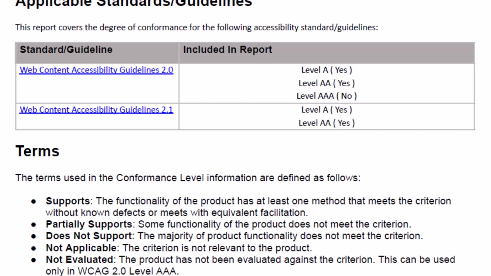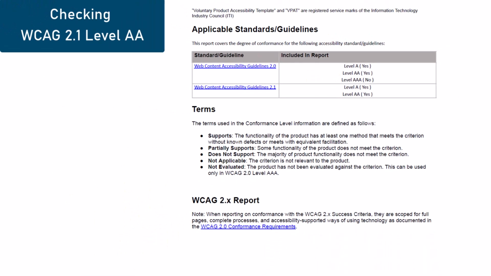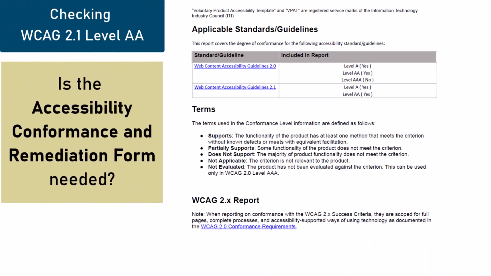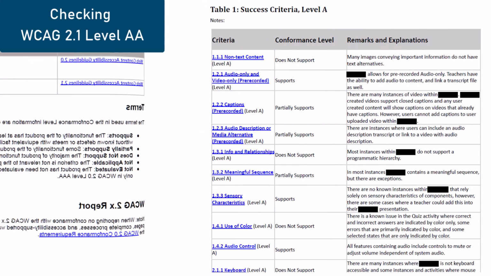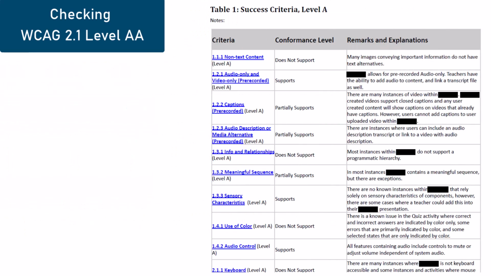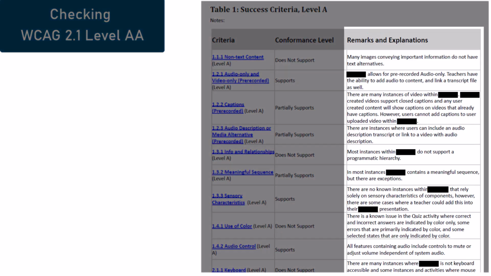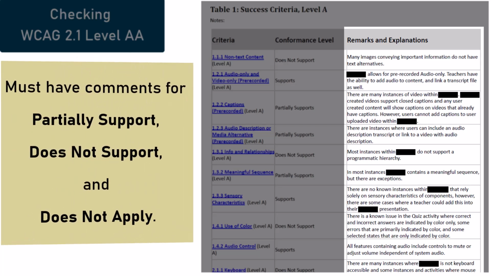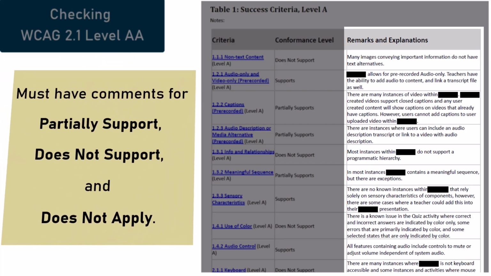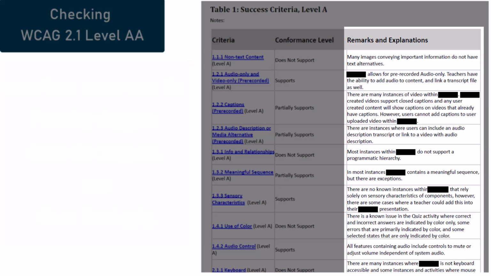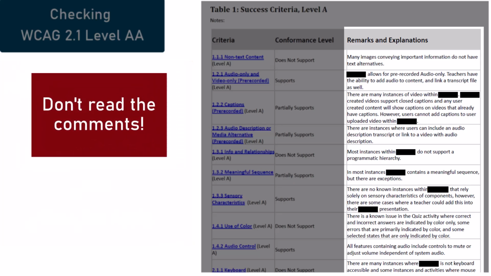After verifying that the WCAG 2.1 Level AA is met, determine if the vendor needs to complete TBR's Accessibility Conformance and Remediation form. The VPAT will have tables with 3 columns: criteria, conformance level, and remarks and explanations. First, check the remarks and explanations column. There should be an explanation for each criterion. At a minimum, it needs to be included for any partially supports, does not support, and does not apply criteria. No need to read them, just verify they are there.